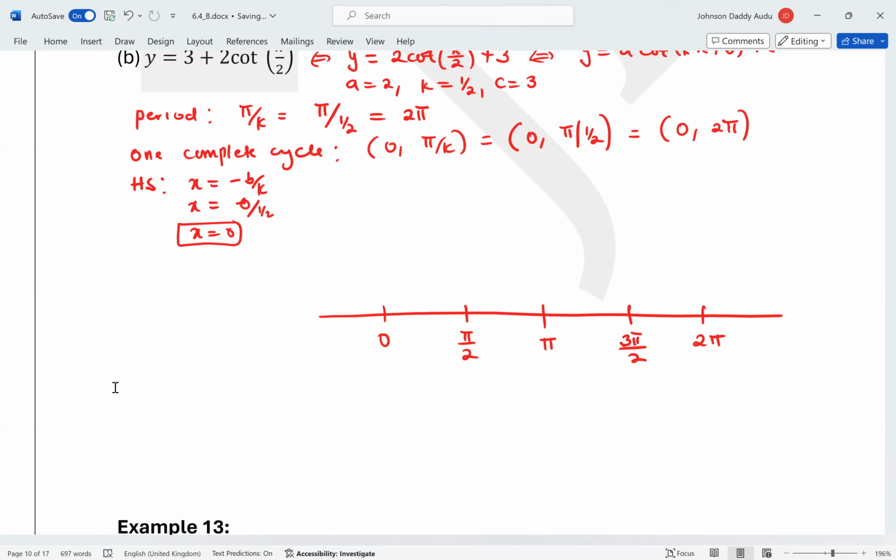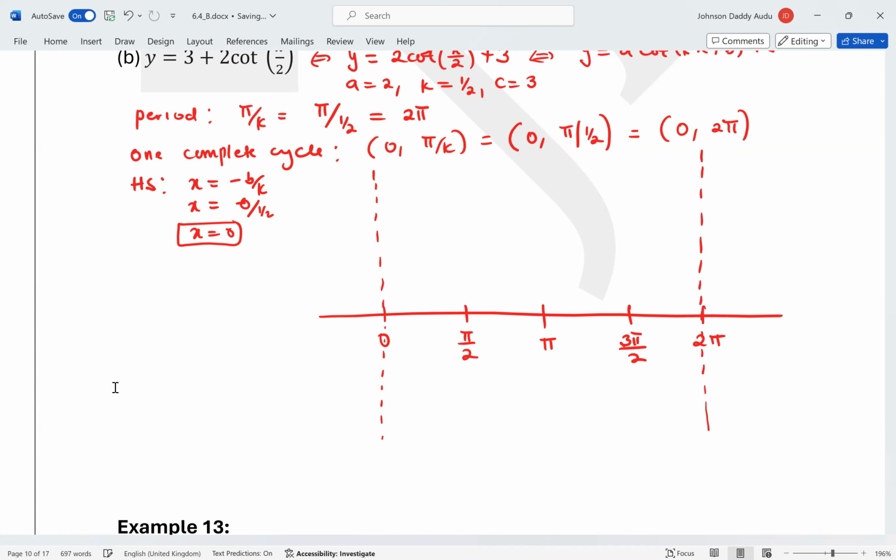Right, now what can we do here? We know that we're going to have 2 vertical asymptotes at 0 and at 2 pi.